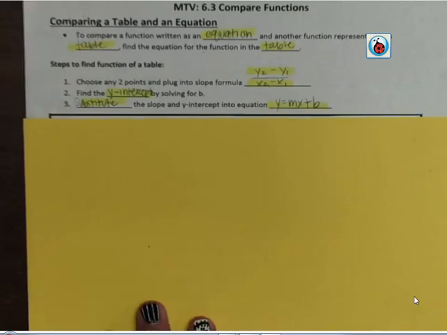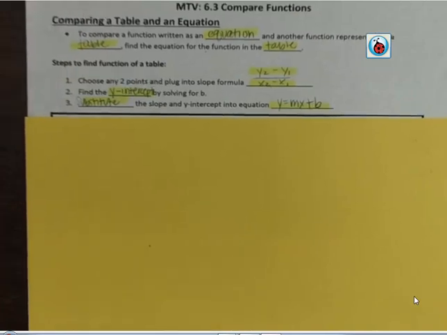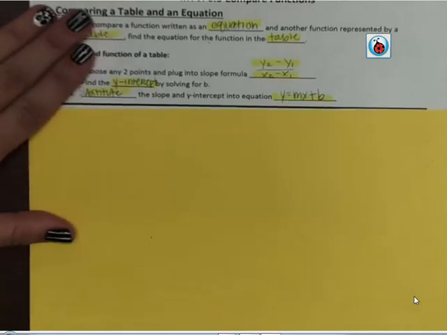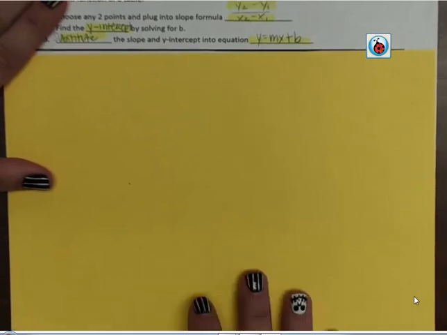Choose any 2 points and plug into your slope formula, y2 minus y1 over x2 minus x1, nothing different. Then you're going to find the y-intercept by solving for b, what we just did last week. Then you're going to substitute the slope and the y-intercept into the equation, y is equal to mx plus b. Again, you've done all this. This is now just taking it a little bit further and comparing everything.